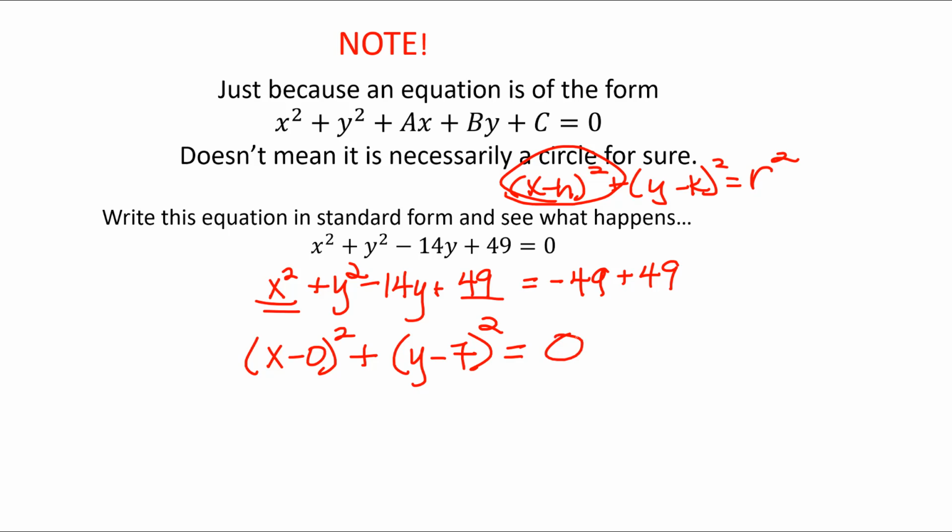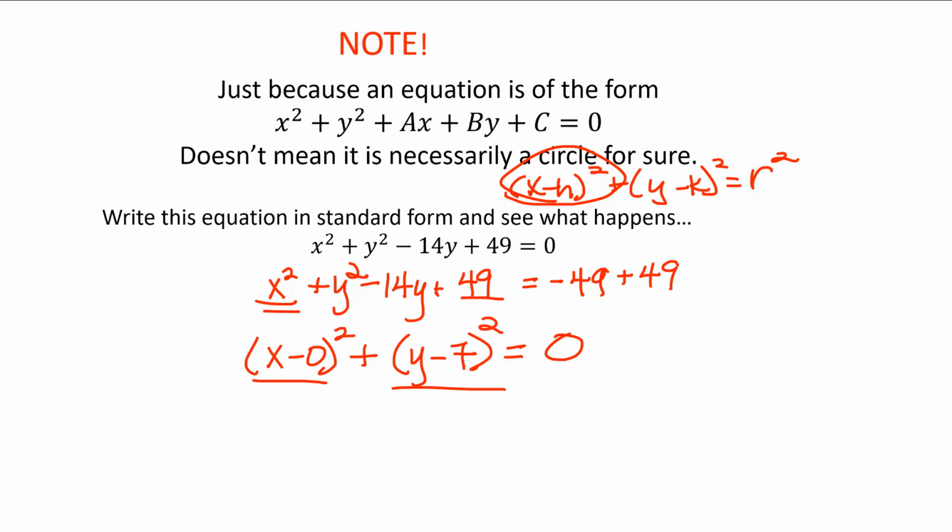Looks like the equation of a circle, but wait a minute, the radius is 0. So I think we can all agree that if the radius is 0, we are not talking about a circle, because a circle has to have a radius of some positive length.